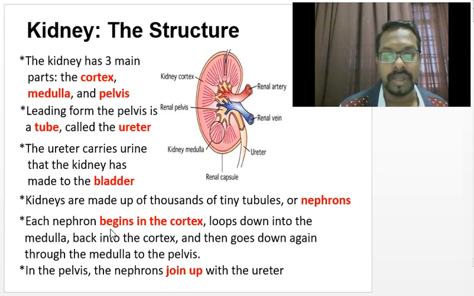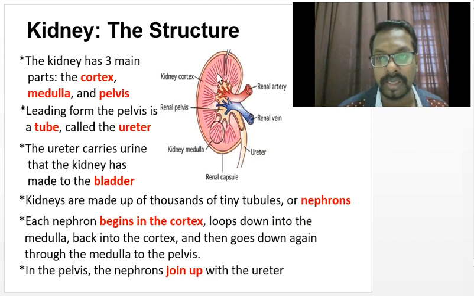Each nephron begins in the cortex, loops down into the medulla, back into the cortex. That means they go out, come back again into the medulla, and then go down again through the medulla to the pelvis. It's like an O. In the pelvis, the nephrons join up with the ureter. Here it's like going up, coming back in, going down, joining the ureter. Okay, let's move on.